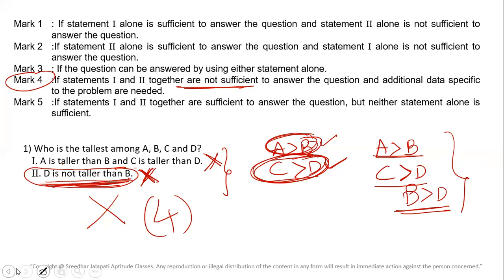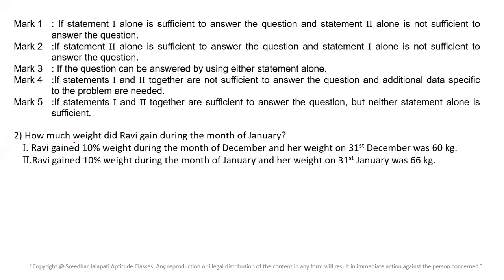Right. Next one. How much weight did Ravi gain during the month of January? First statement, Ravi gained 10% weight during the month of December, and his weight on 31st December was 60 kg. By the way, you're asked to find how much weight, in the sense quantity, not percentage. You're asked to find the quantity, how many kgs he gained in the month of January.